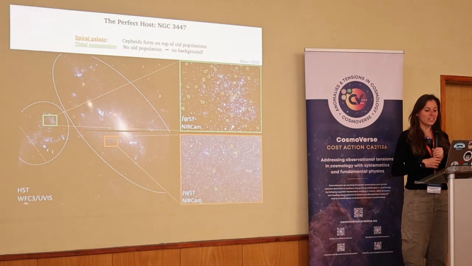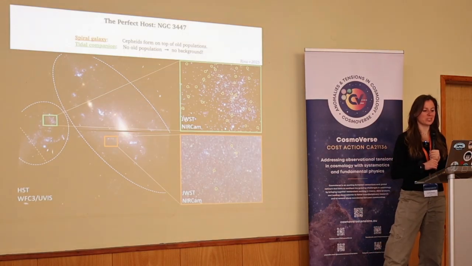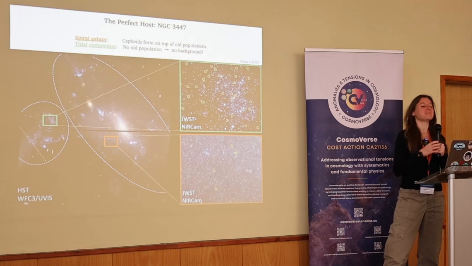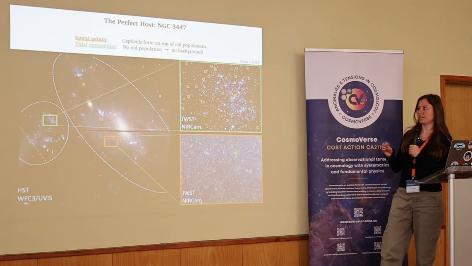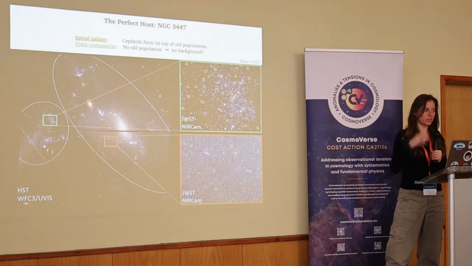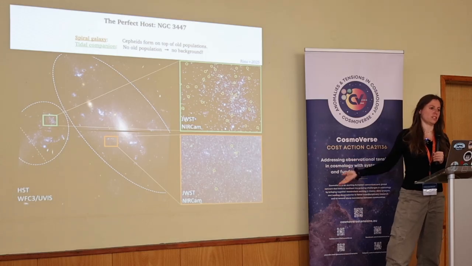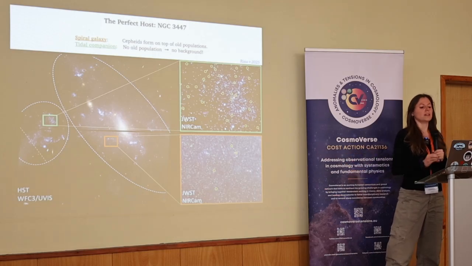Now, we have done even better with James Webb. We have found the perfect host, and we even published a paper called The Perfect Host. And this host is very special because it has a spiral galaxy and a tidal companion right next to it. And what's really good is that they both share, of course, the same distance because they're gravitationally bound.